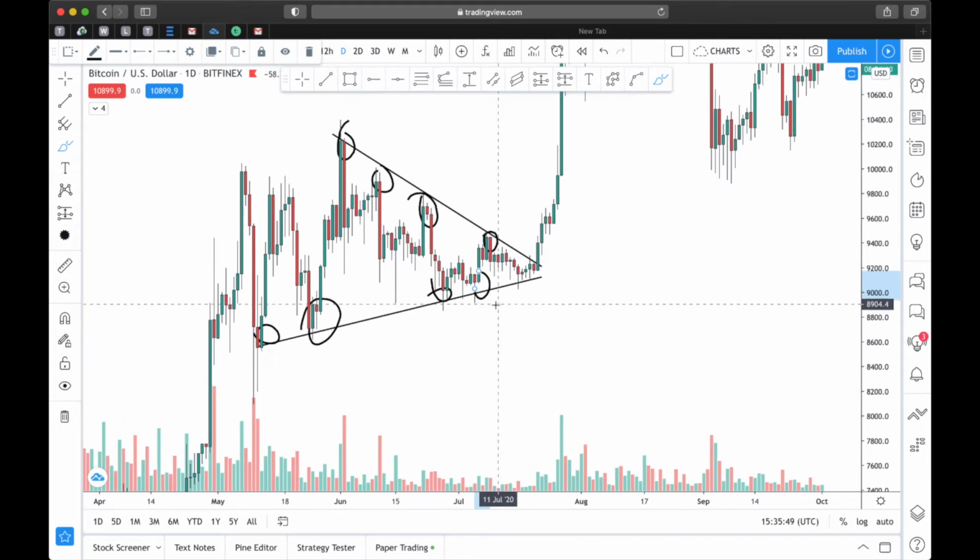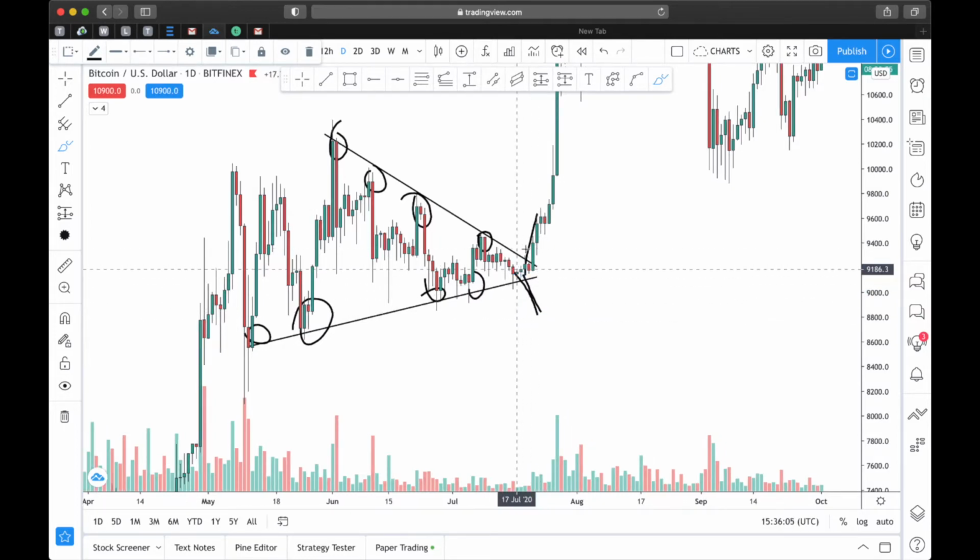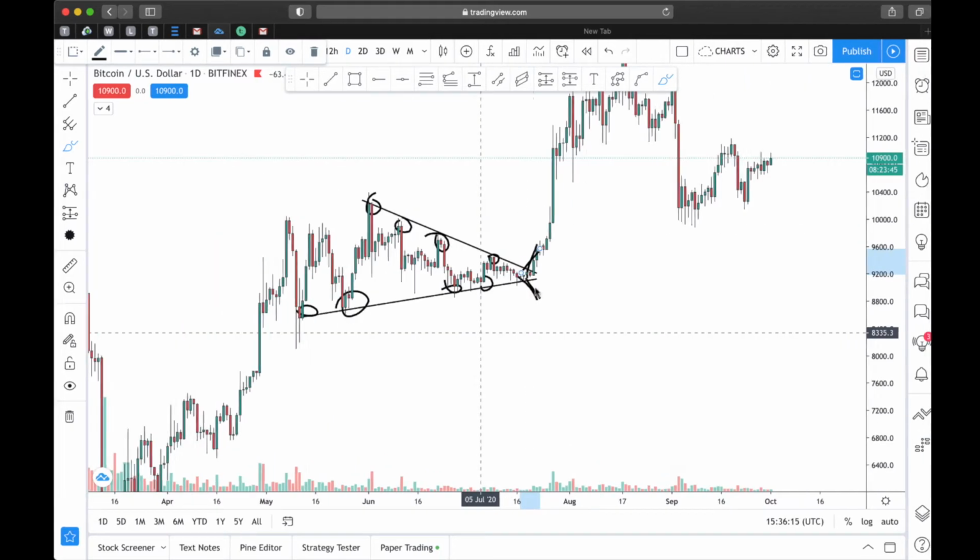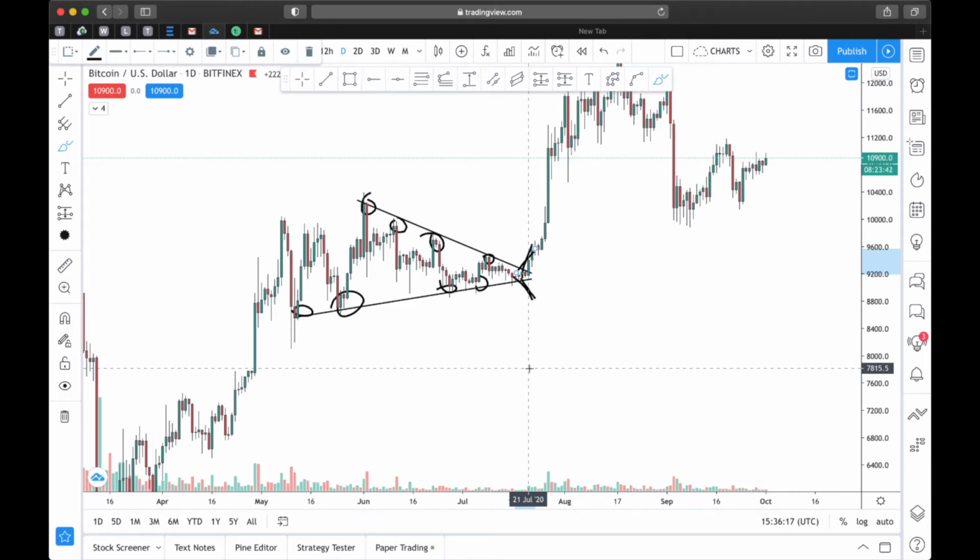Do you understand? So if the price breaks upward, then you are going to be longing. But if the price breaks downward, you are going to be shorting. When you take a short trade, it means you'll make money if the market goes down. But when you take a long trade, it means when the market goes up, you'll make money. So that is what a symmetrical triangle looks like.